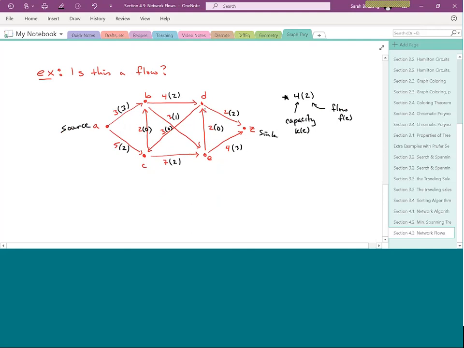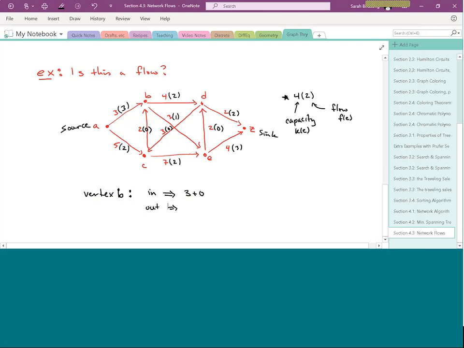Then you have to check all the other vertices, and you look at the sum of total in and total out. So if we look at vertex B, notice the total flow in is 3 plus 0. 3 plus 0. Now, the total flow out is 2 plus 1.